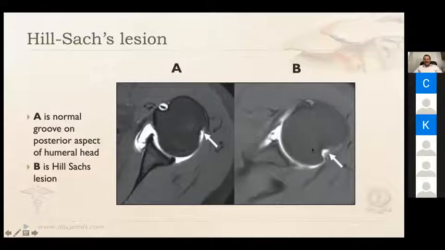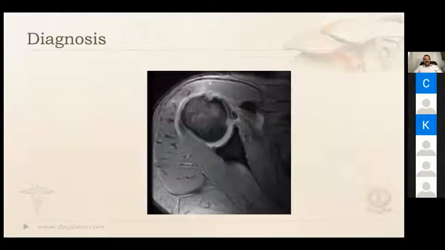So when you see a depression beyond the line of the humeral head, in the posterior superior aspect, this is a much inferior cut. In the posterior superior aspect, you think about a Hill-Sachs lesion.